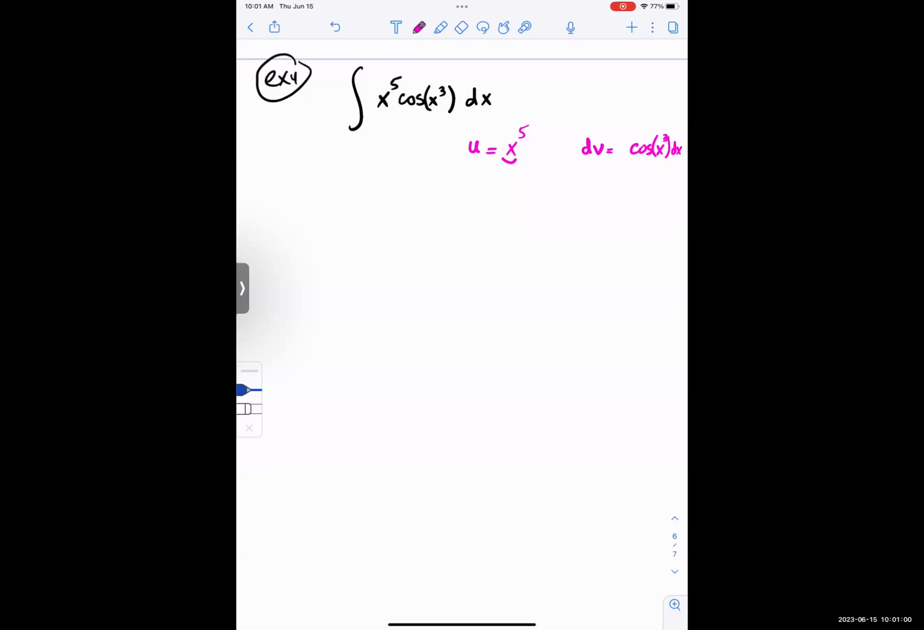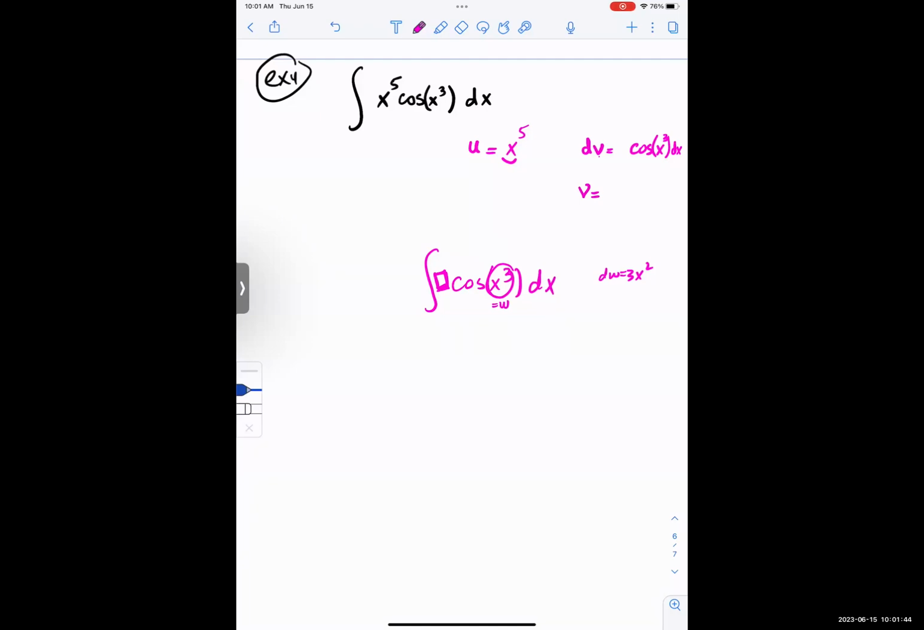So look right here. If I was letting it be this way, when I want to go from dv to v, when I want to find the integral of cosine of x cube dx, it would be very difficult because if I let x cubed be w, and then dw would be 3x squared, I do not have 3x squared here. So it would be as difficult to find the integral of cosine x cubed to find v as the original.